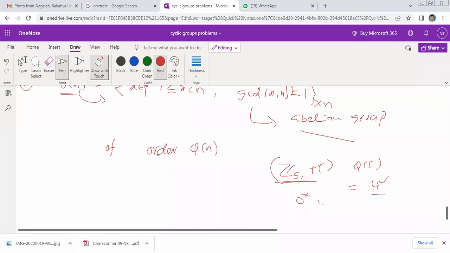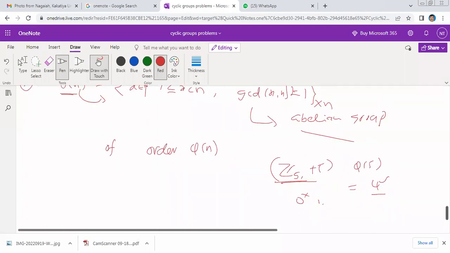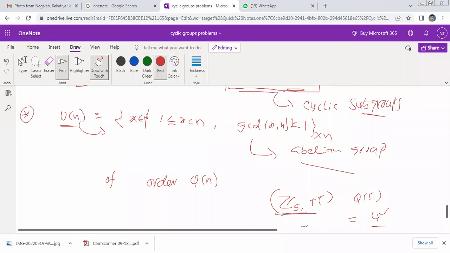Every cyclic group is abelian, but every abelian group need not be a cyclic group. For example, it is abelian but not cyclic. Right. So give an example for this.